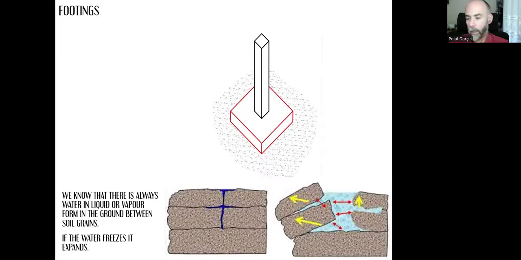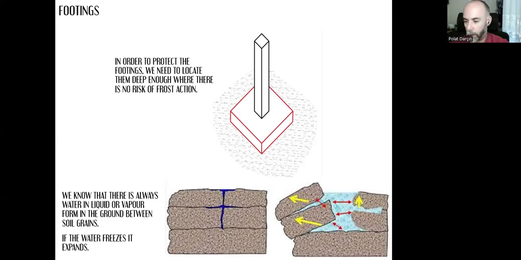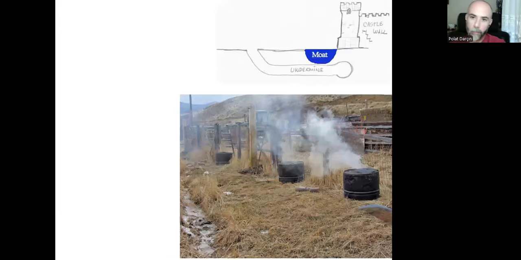So there is this risk of moving the footings or exploding the footings. So we need to protect our footings. We need to locate them deep enough where there is no risk of frost action. That's what we call the frost line. The footings need to go deeper than the frost line or frost depth. Don çizgisi, don derinliği in Turkish.